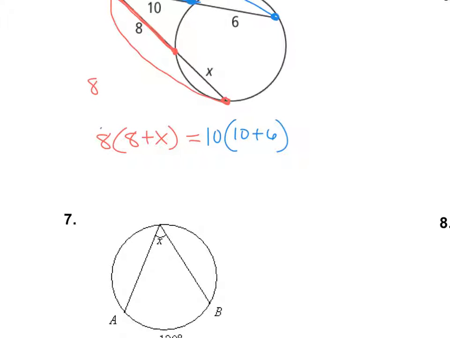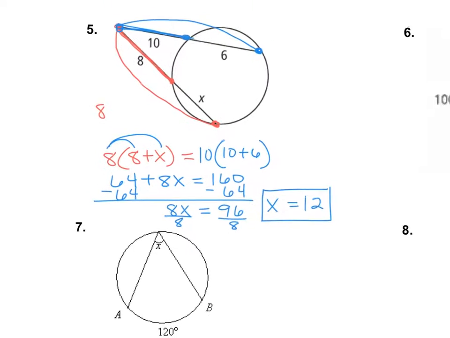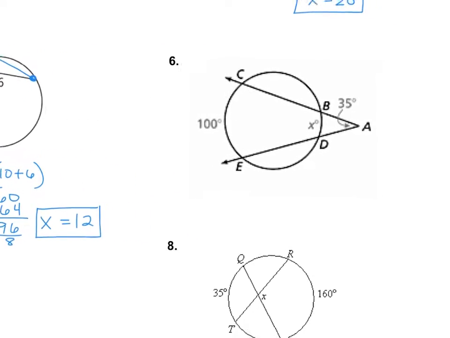So if we simplify that, I will distribute, because most of you distribute. So 64 plus 8x, 10 times 16 is 160. And then we're going to take away the 64. So you get 8x equals 96, divide by 8. So x is 12. Okay. Questions on that setup? Okay, number 6.